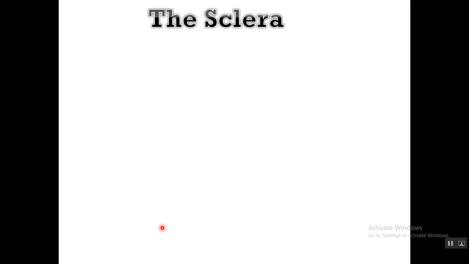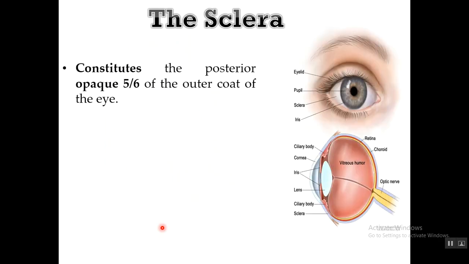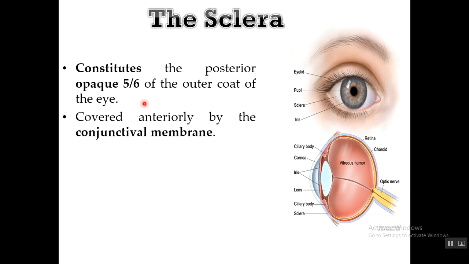The second part of the outer layer is the sclera, and the sclera constitutes the posterior opaque or white 5/6 of the outer layer of the eye.